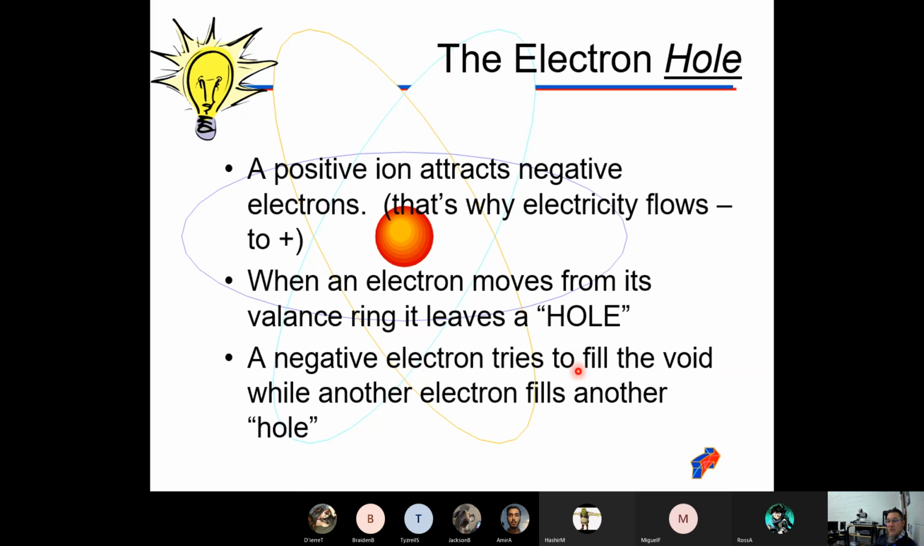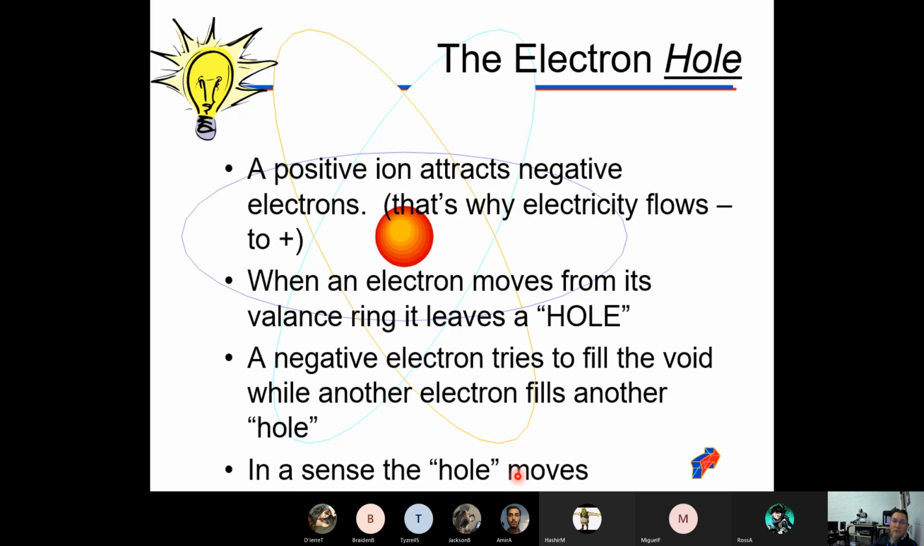So the negative electron tries to fill the void that's been made from the electron that jumped. So it's going to try to fill another hole. In a sense, they're saying that the hole's moving, but actually the hole is moving because it's being filled by another electron, and that electron is leaving a hole behind. So that's basically what it's doing.